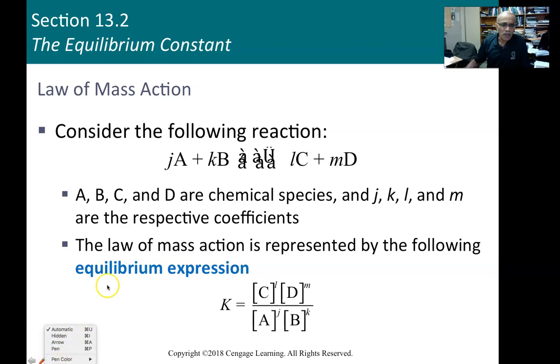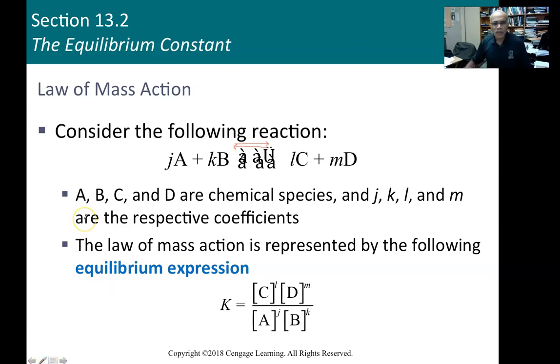Let me try this. Pen. Okay. So this should be an arrow pointing forward, and also an arrow pointing backwards. I'm going to try and put it just below here. So that double-headed arrow is the equilibrium symbol or sign. All right.